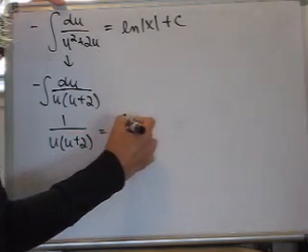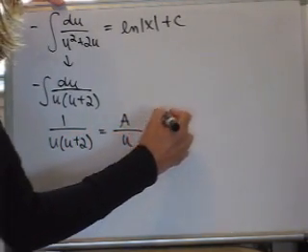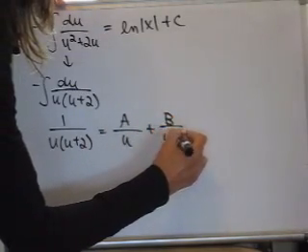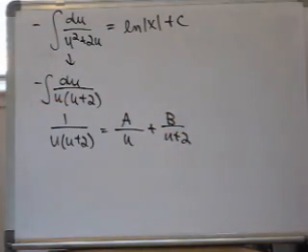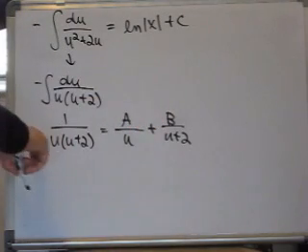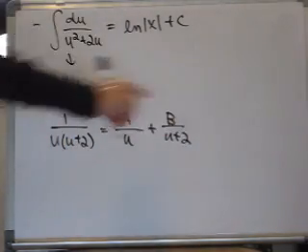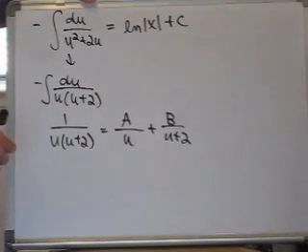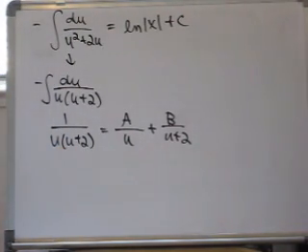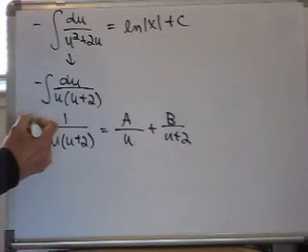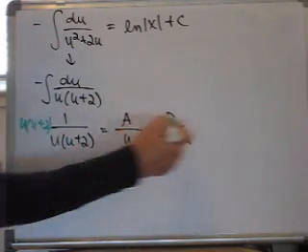So it's going to equal some a over u plus some b over u plus 2, where a and b are numbers I need to solve for. If I multiply the whole equation through by the denominator, u times u plus 2, I'm going to get 1 on the left, multiplying through by u times u plus 2 on both sides.